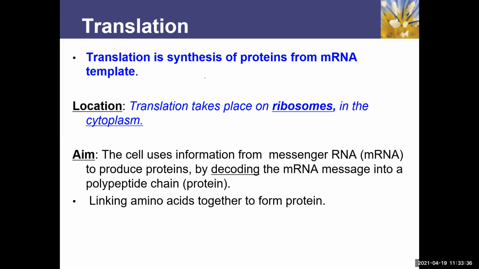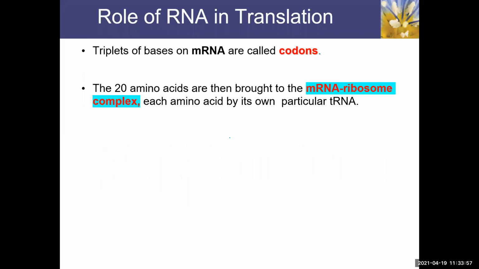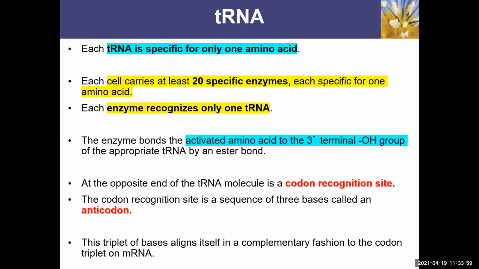So translation takes place on the ribosome. The site for translation is the ribosome in the cytoplasm, right? So then this is the role of various mRNA, rRNA, and tRNA. I've already explained this to you previously. This is just a revision class, right? So we already know about these mRNA, rRNA, and tRNAs. What is their role in the translation, right?